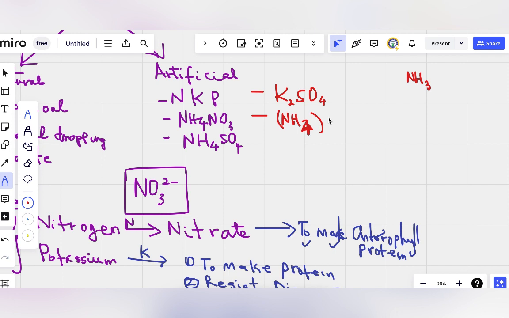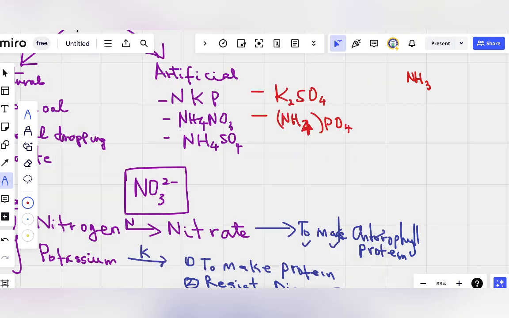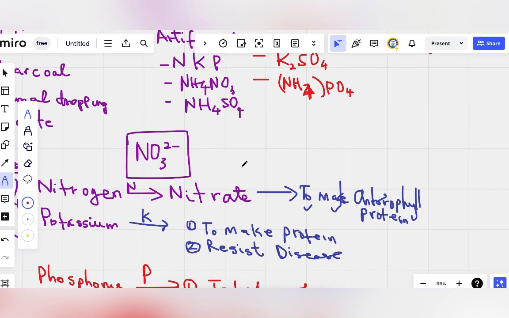So we say ammonium nitrate is one of the fertilizers, and ammonium phosphate, PO4, is also one of our fertilizers, right? So you can see we have NPK, ammonium nitrate, ammonium sulfate, potassium sulfate, and ammonium phosphate. So these are examples of the artificial fertilizers that we have.